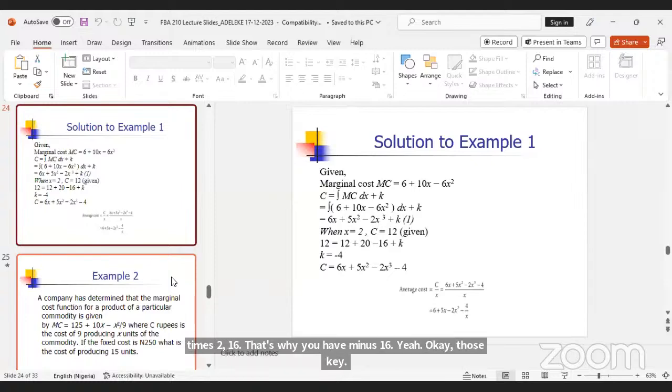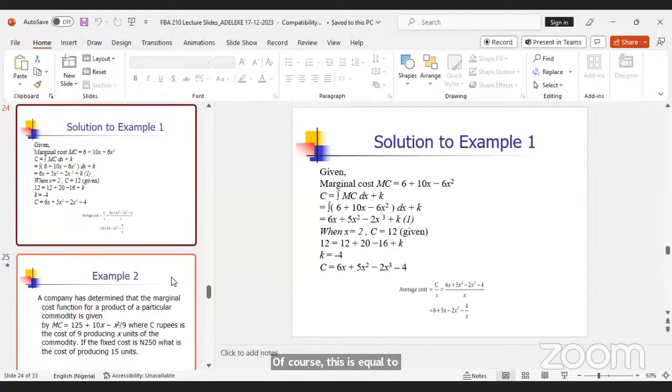Where do we get our 12 from? Remember that when x equals 2, the cost is equal to 12. It's in the question. So that's where we got all that information from. So I hope that is clear.